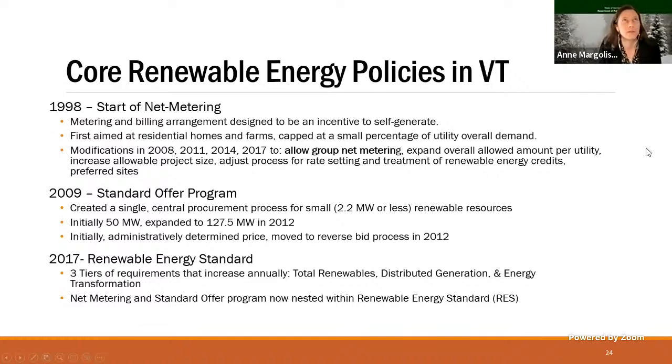We have a whole slew of renewable energy policies that have evolved over time. They haven't all evolved in tandem with each other, which has been a source of some of the tensions that you might hear us articulate throughout this part of the presentation.